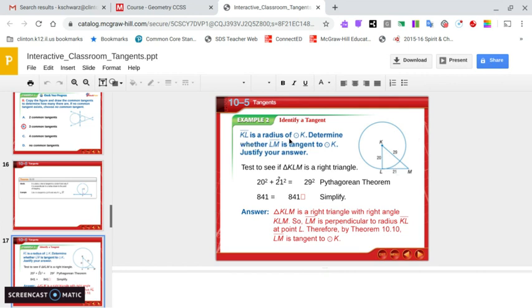It says KL is a radius of circle K. Determine whether LM is tangent to circle K. To see if it's a right triangle, we're going to use the Pythagorean theorem. We're going to check, is 20 squared plus 21 squared equal to 29 squared? 20 squared plus 21 squared is 841, and 29 squared is also 841. If it works in the Pythagorean theorem, then that's a right angle. So that does mean that line segment LM only touches circle K exactly one time. A tangent touches a circle at exactly one point.